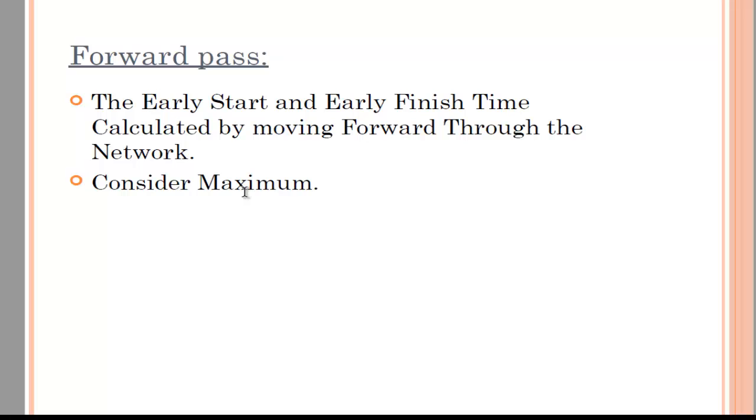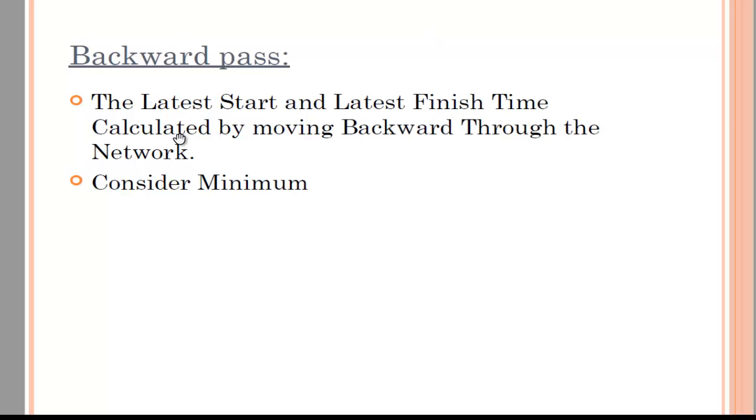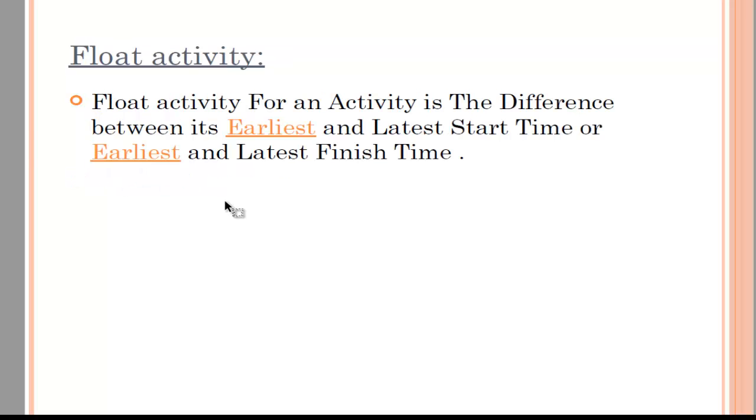So what I'm saying is, we have forward pass where we move from start to end, and we calculate early start time and early finish time. In backward pass, when we come from reverse, we calculate latest start and latest finish time, and we talk about the minimum at that time. After calculating the early start, early finish, latest start and latest finish, we subtract the early start and latest start to get the slack or float, or if we subtract the earliest and latest finishes, we get the float. Float means that you can adjust, you can float your deliverables.